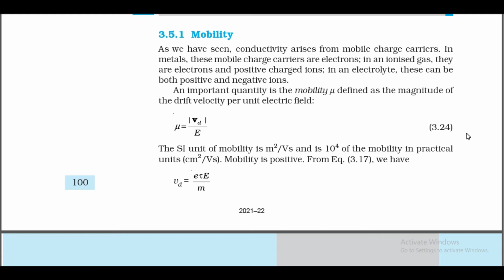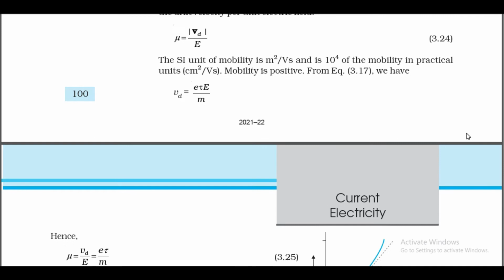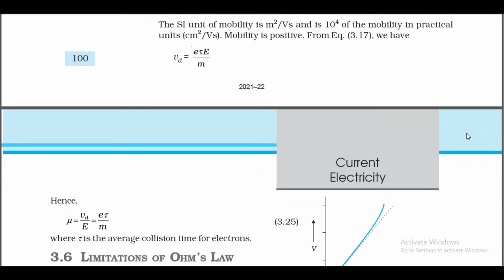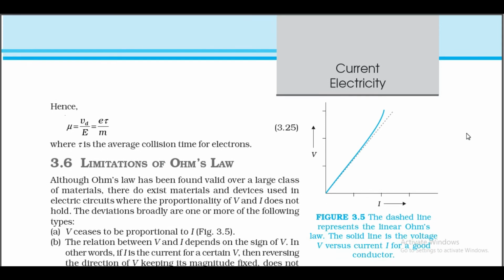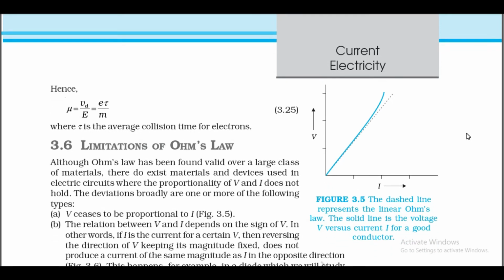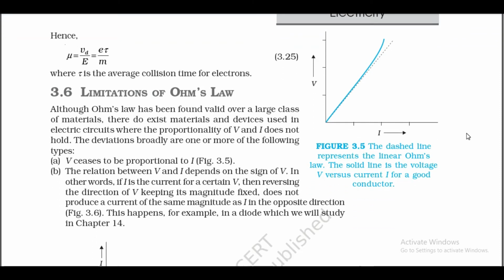The SI unit of mobility is meter squared per volt second, and it is 10 to the power 4 times the practical unit, centimeter squared per volt second. Mobility is positive. From equation 3.17, we have Vd is equal to e tau E divided by m. Hence mu is equal to Vd divided by E is equal to e tau divided by m, where tau is the average collision time for electrons.